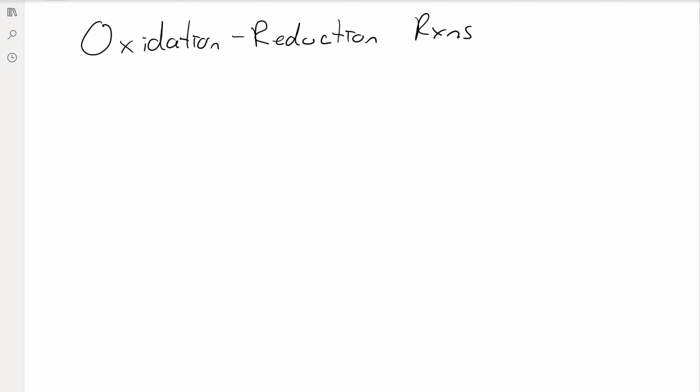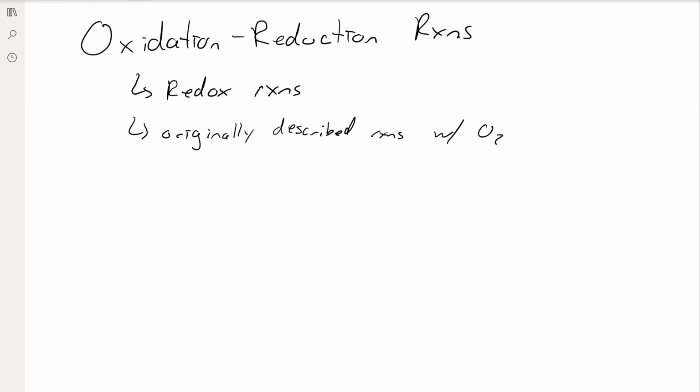All right, next up we have probably the most common type of reaction, oxidation reduction reactions. They're also sometimes called redox reactions, for reduction oxidation. Right, they're extremely common. Originally they were used to describe reactions with oxygen, hence oxidation, oxygen, right? But later on, they found out that all kinds of reactions are actually redox reactions.